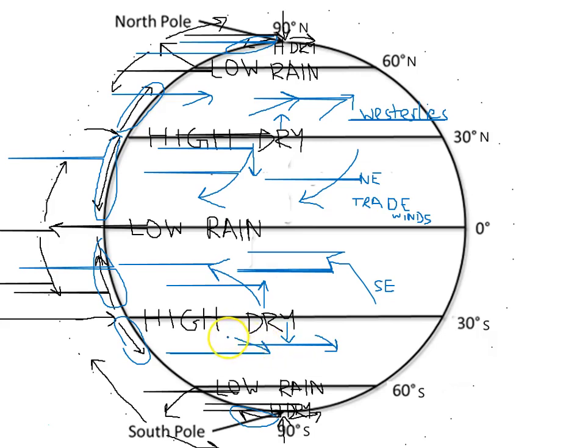And notice that these ones are also coming from the west. So these ones are also called the westerlies. I'm not going to write it out, but you should write it out on your paper. Westerlies between 30 degrees south and 60 degrees south.